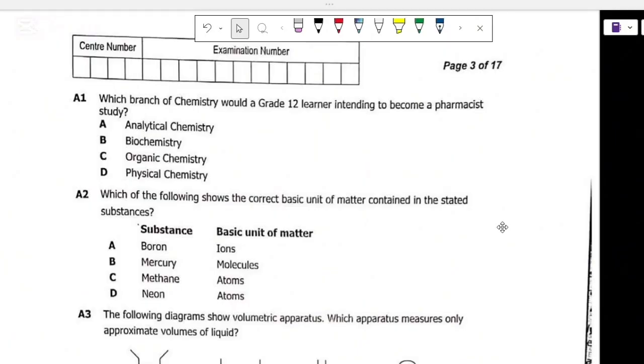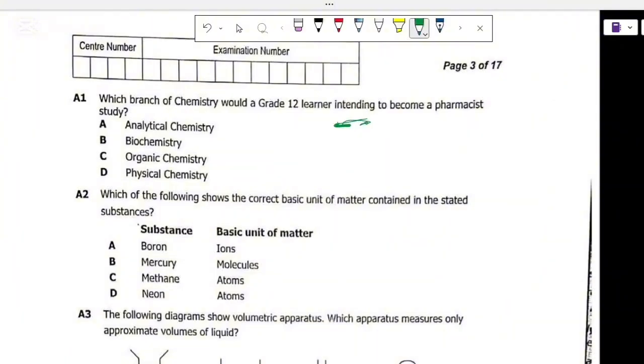So you have the branches of chemistry. In chemistry, we have certain branches like analytical chemistry, biochemistry, organic chemistry, physical chemistry, and we also have other types like inorganic chemistry. So on top of these are called the branches of chemistry. If you're studying chemistry, these are the branches that you are going to look at.